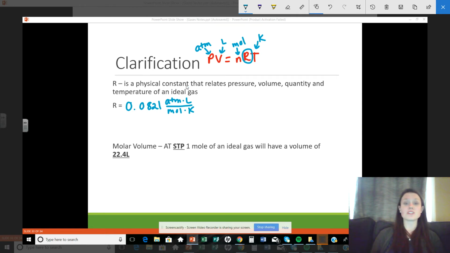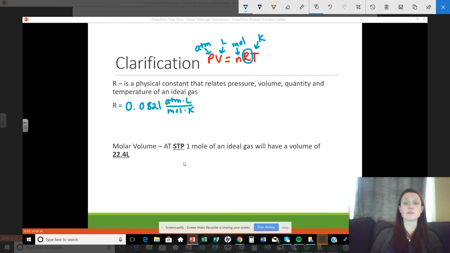If and when that changes, I will let you know. But for now, anytime you do an ideal gas law problem, I want you to use these units and this gas law constant. This gas law constant was calculated using the STP values for pressure, volume, and temperature.